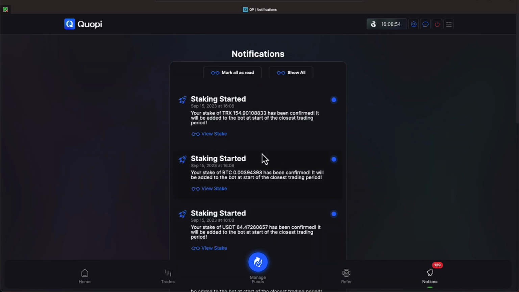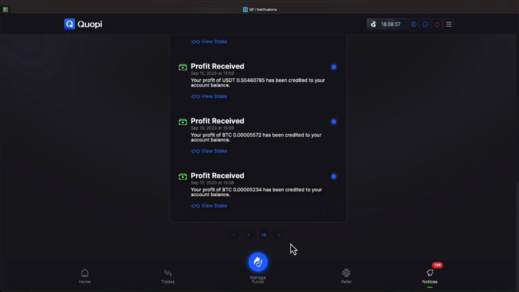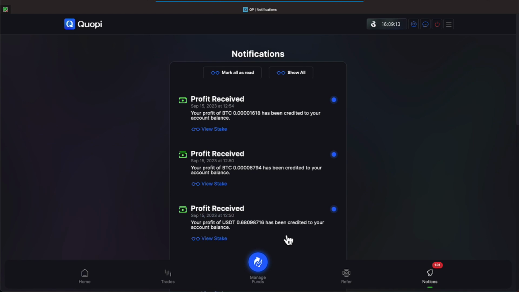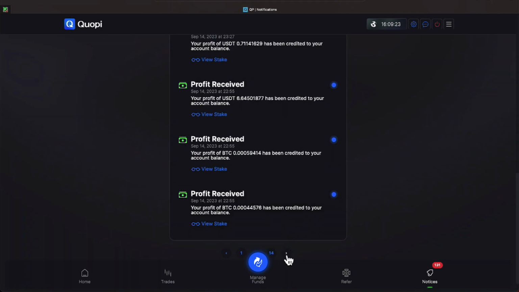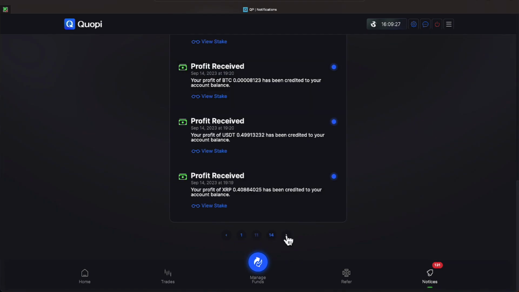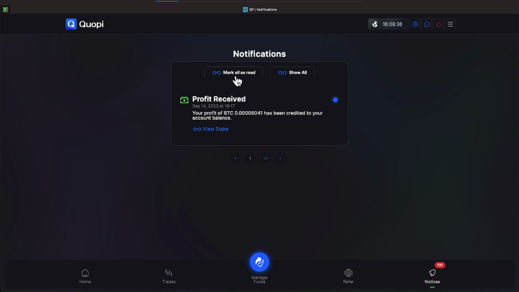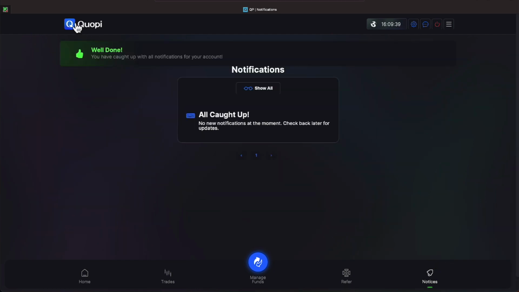Let's go over here and double check our notices. Staking started and profits received on page one, page two, and page three are good. Let's go to page four, page five, and page six, all have profits received. Page seven, page eight, and page nine, all profits received. Page 10, 11, 12, 13 profits received. Page 14 profits received. Let's mark all those as read. Our 131 notices now disappear, everyone.